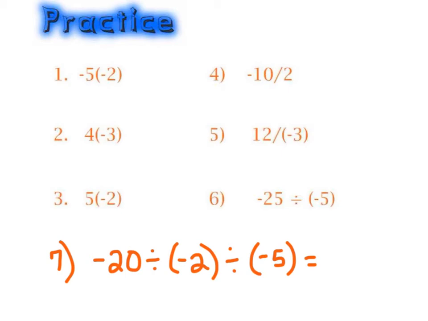All right, so let's check these out. First one should be a positive 10. A negative times a negative is a positive. Second one should be negative 12, again, because you have 2 different signs. Third one should be a negative 10.